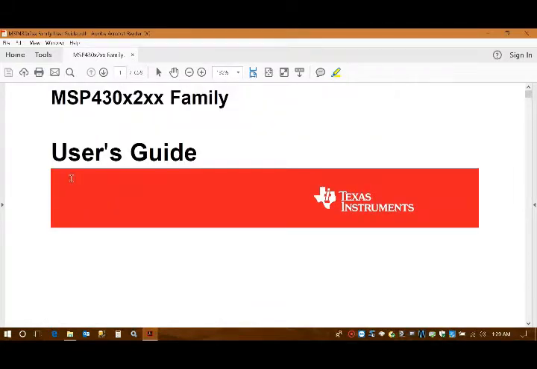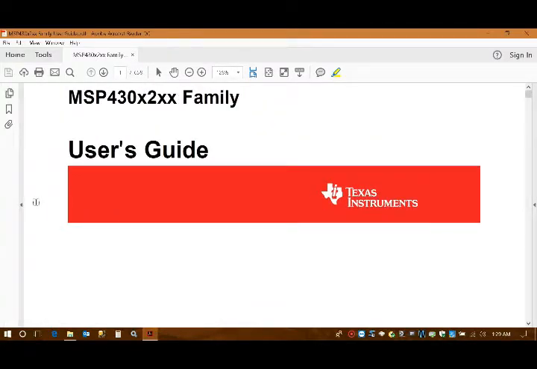Few people say that MSP430 is a family of microcontrollers that were introduced by Texas Instruments a long time back, and it was on 30th of April. So that's the reason why they have given the number 430, and the 430 is for 30th of April. So that's the number convention.